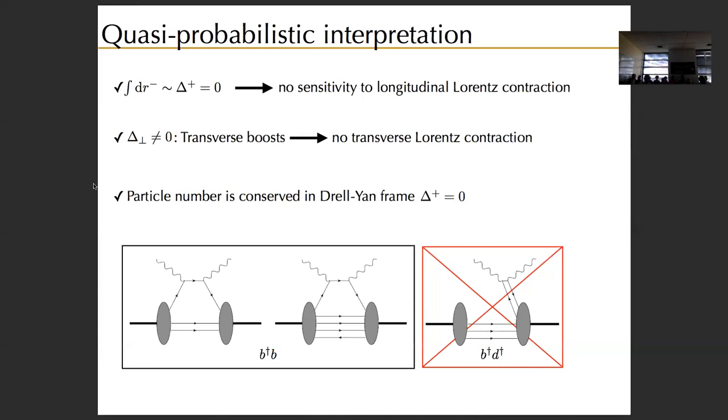Then it's not a single frame, it's a class of frames. Yes, invariant under longitudinal boosts. You need spacelike photons. Spatial vector is bigger than the time components. You can choose your z axis in such a way that delta plus is zero. Okay, it's a whole class of frames.